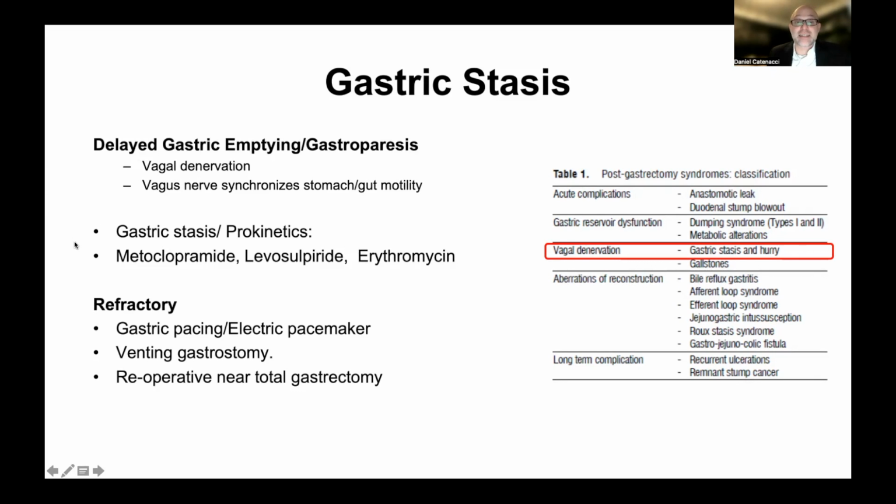Things that could be tried to help with that are oral medications like metoclopramide, also known as Reglan, and others. Erythromycin is an antibiotic, but it is a gut motility stimulator. And so this can help to move things along and move it forward. If it's refractory to these types of measures, there are some other procedures that could be performed, but we try to avoid these, like, for example, a reoperation to a total gastrectomy to see if that can help.